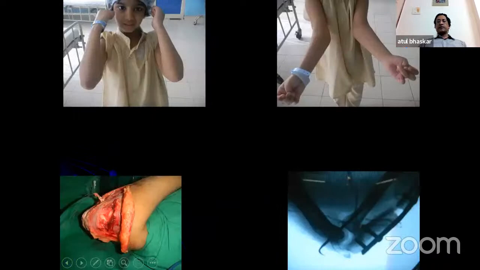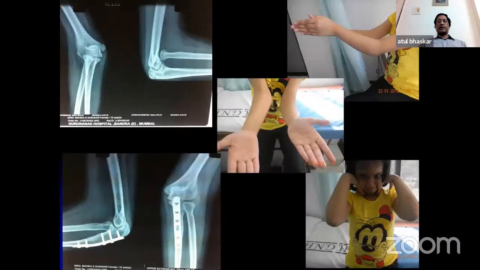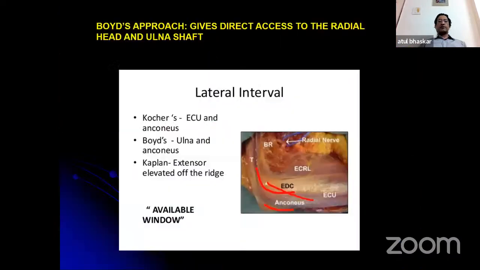We have also done this in congenital cases. This girl had a bilateral dislocation, which we operated on and got the head back in. Again, we did ligament reconstruction here.